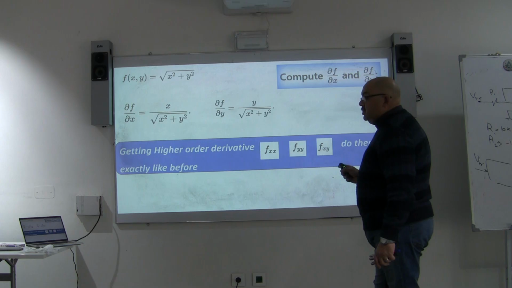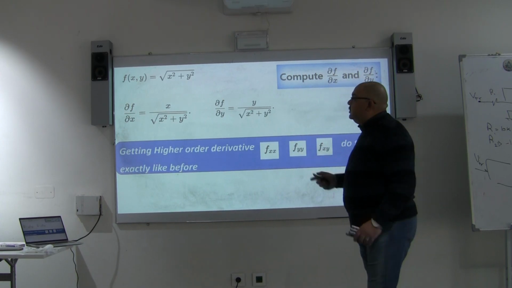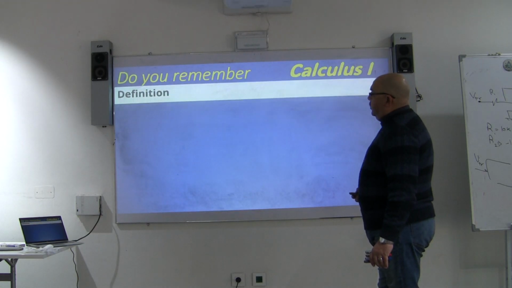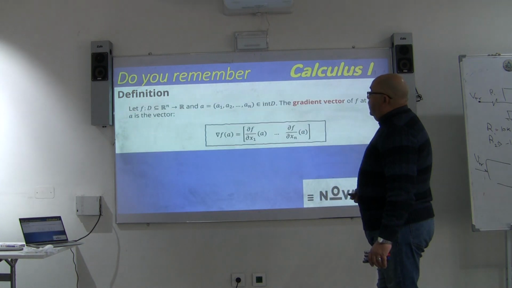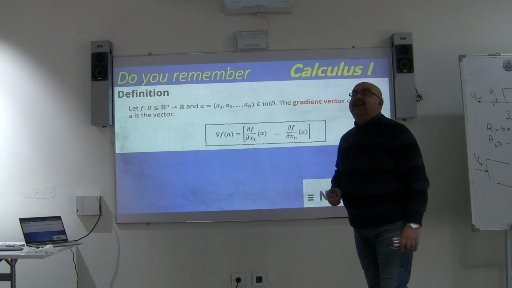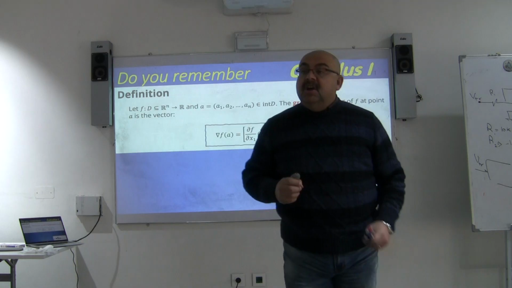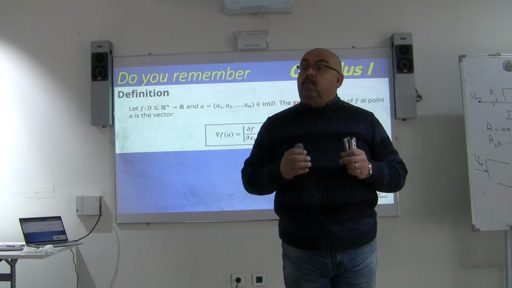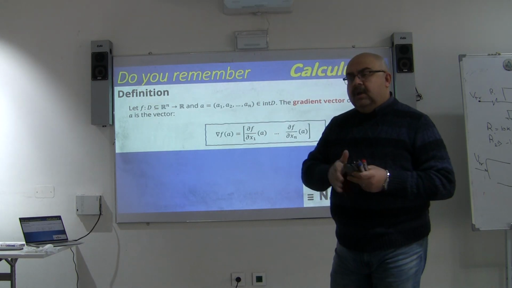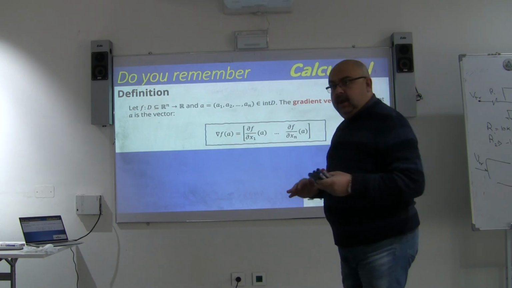I will leave this for you just to try it at home and try to get the results of this function. Now, I want you to remember in Calculus 1 a very important definition. This definition is about the gradient vector. What's the gradient vector? The gradient vector governs if you are working with a function in R^n. Please try either to close your cell phone or just put it upside down. Okay, I want you to concentrate.